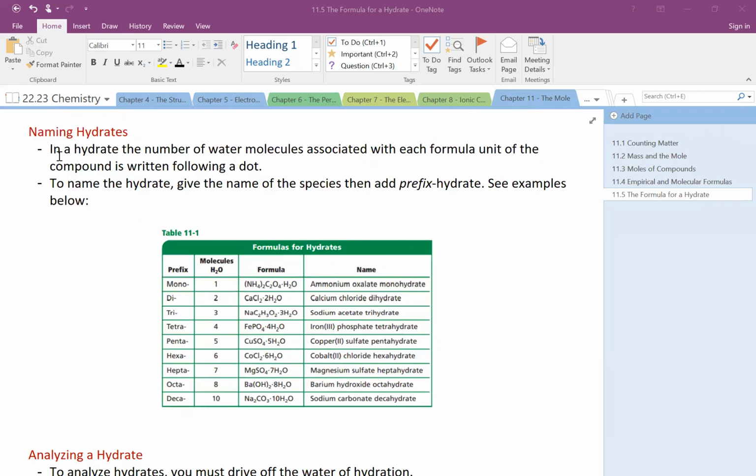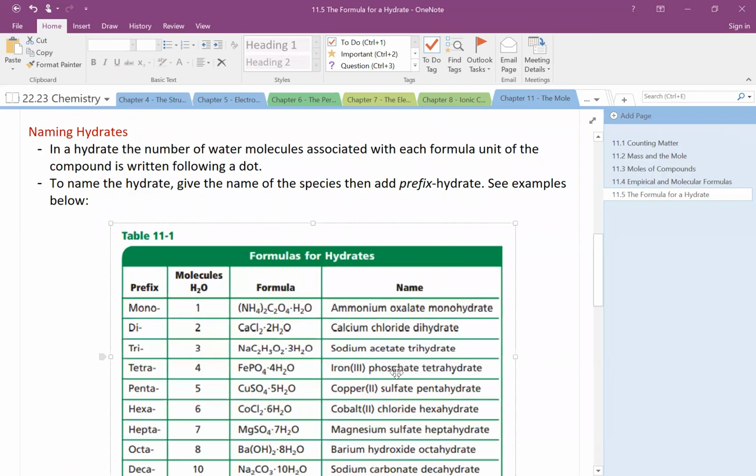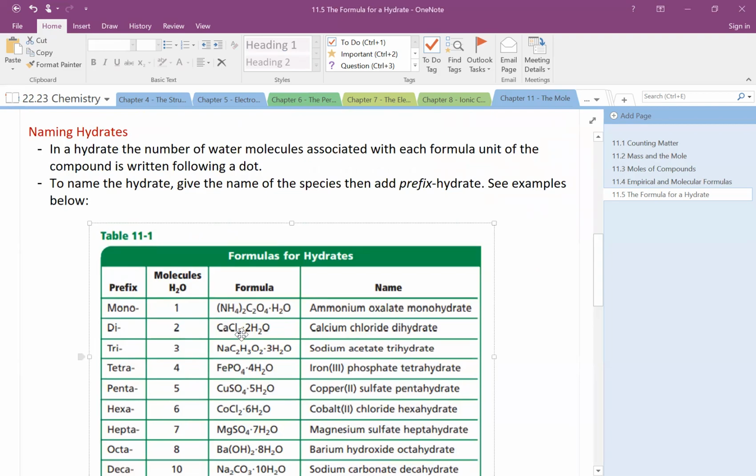In the formula for a hydrate, the number of water molecules associated with each formula unit of the compound is written following a dot. I'll make this a little bigger so you can see. I have an example of our hydrates right here. In our calcium chloride dihydrate, you have your anhydrous salt, the CaCl2, then a little dot, and then H2O, and then water. Same for all of these: you have your formula, dot, and then your water molecules.